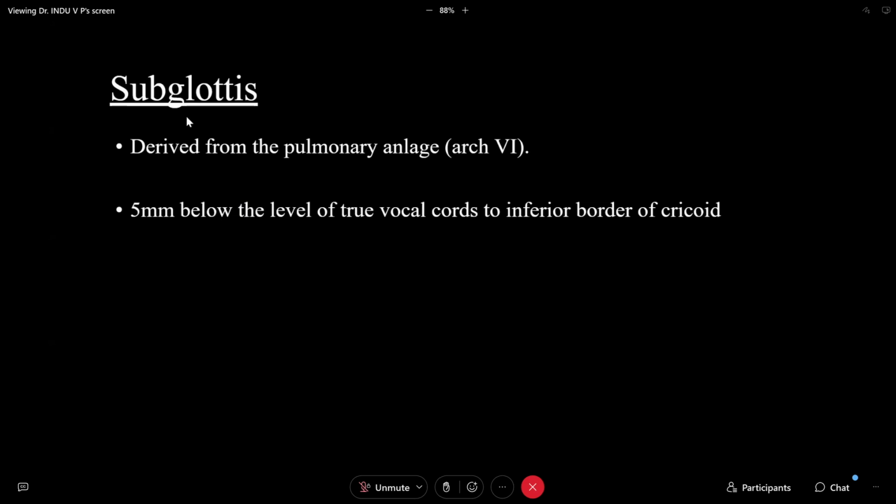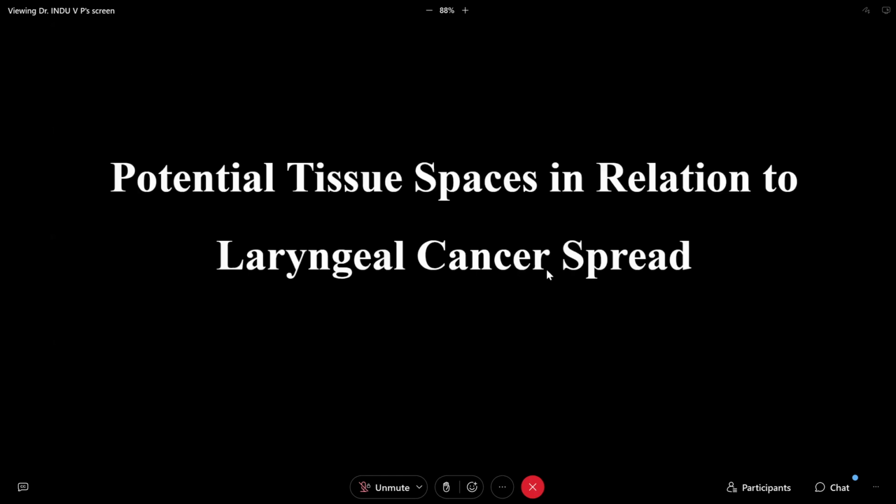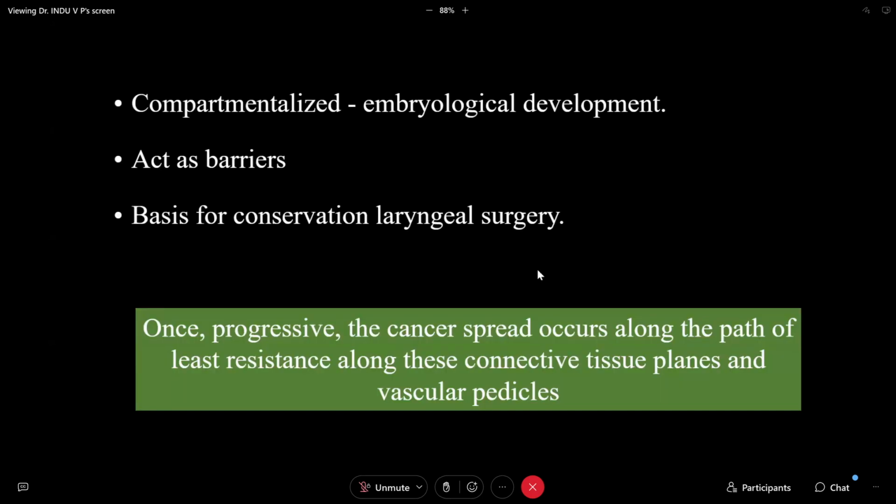Subglottis, which is derived from the branchial arch 6, starts from 5 millimeters below the free edge of the vocal cord and extends up to the inferior border of the cricoid. Coming to the potential tissue spaces in relation to laryngeal cancer spread, which are compartmentalized according to embryological development.